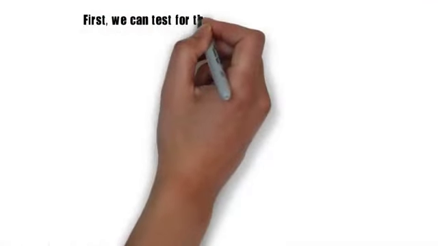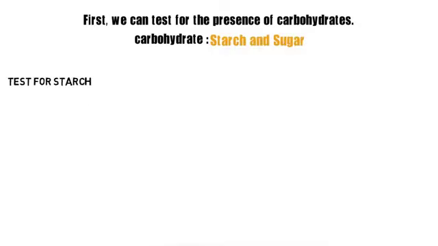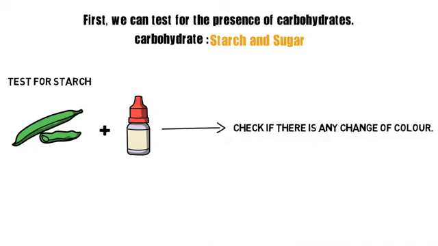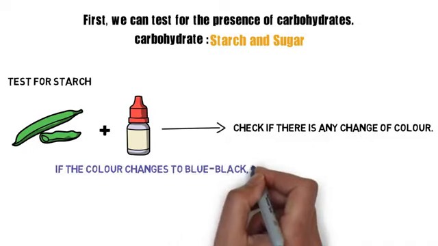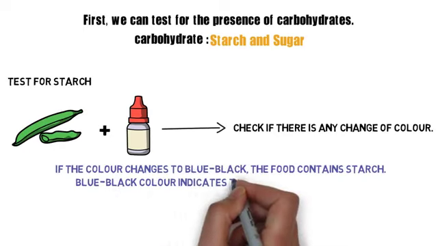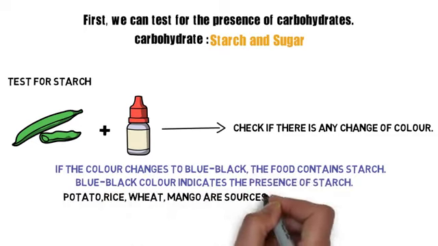First, we can test for the presence of carbohydrates. Carbohydrates are present in the form of starch and sugars. Test for starch. Take a small quantity of food item. Add 2 to 3 drops of dilute iodine solution on it. Check if there is any change of color. If the color changes to blue-black, the food contains starch. Blue-black color indicates the presence of starch. Potato, rice, wheat, mango are sources of carbohydrates.